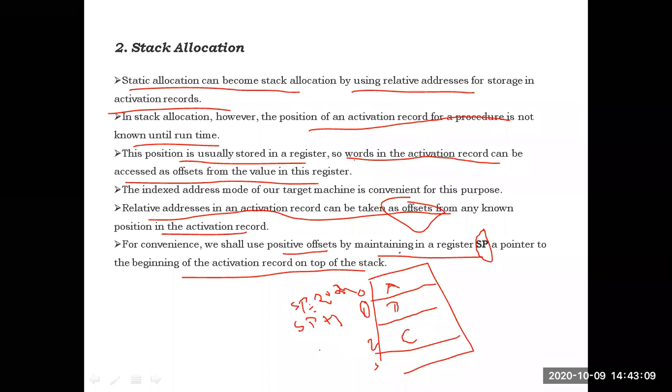Similarly, how can we get the third part of the activation record? Stack pointer plus 2, where the stack pointer contains the beginning address. The beginning address is maintained in a register called the stack pointer, which contains the first address. To get the remaining addresses, we use the positive offsets. With the help of the offset values, we can get any address of the activation record.